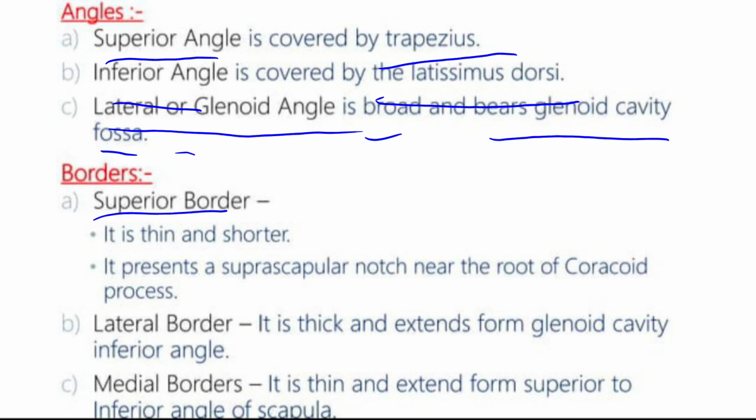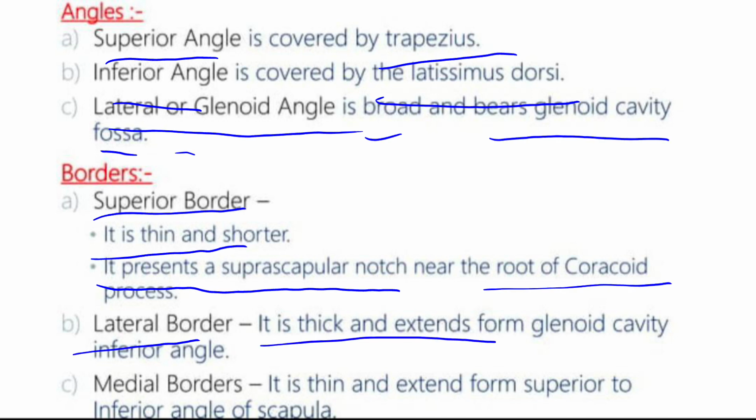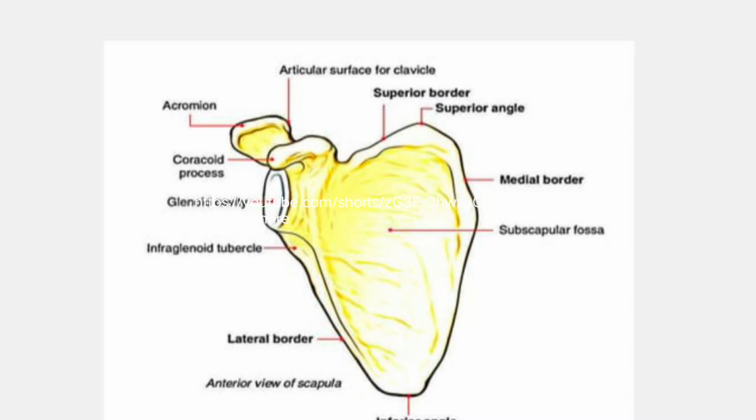Borders of the scapula: superior border, which is thin and shorter. It presents a suprascapular notch near the root of the coracoid process. Lateral border, which is thick and extends from the glenoid cavity to the inferior angle. Medial border, it is thin and extends from the superior angle to the inferior angle. See in this following diagram, superior border, which extends from the superior angle to the lateral angle, and lateral border, which extends from the lower margin of the glenoid cavity to the inferior angle, and medial border, which extends from the superior border to the inferior angle.